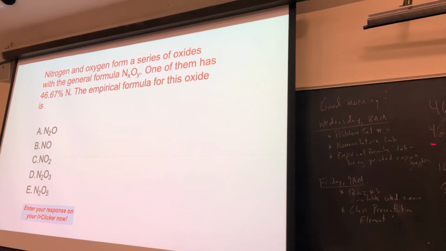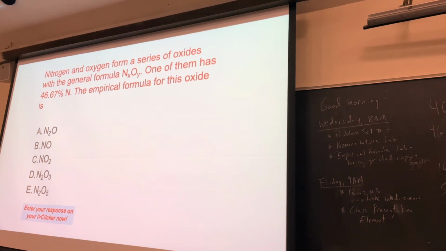So 46.67% became 46.67 grams of nitrogen. On the periodic table, nitrogen's about 14.01 grams per mole. So I had 3.331 moles of nitrogen. And down here, the 53.33% became 53.33 grams of oxygen, divided by the molar mass of oxygen from the periodic table, 16-ish grams per mole, 3.333 moles of oxygen. So initially, this is a rough formula, N 3.331, O 3.333.